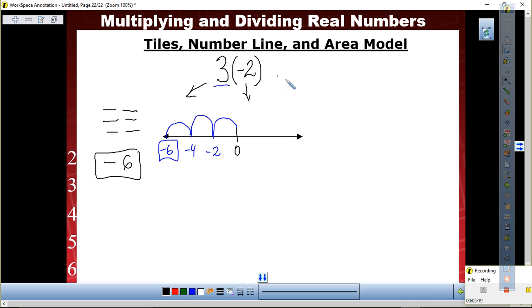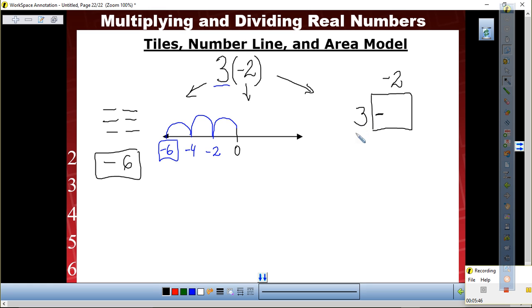And the last way of representing this would be with the area model. I want you to draw a rectangle. And I'm going to put whatever's inside the parentheses up here, -2, and the other factor right here. To find the area of this rectangle, first we start with the symbols. Are they the same sign? No, so the answer is negative.